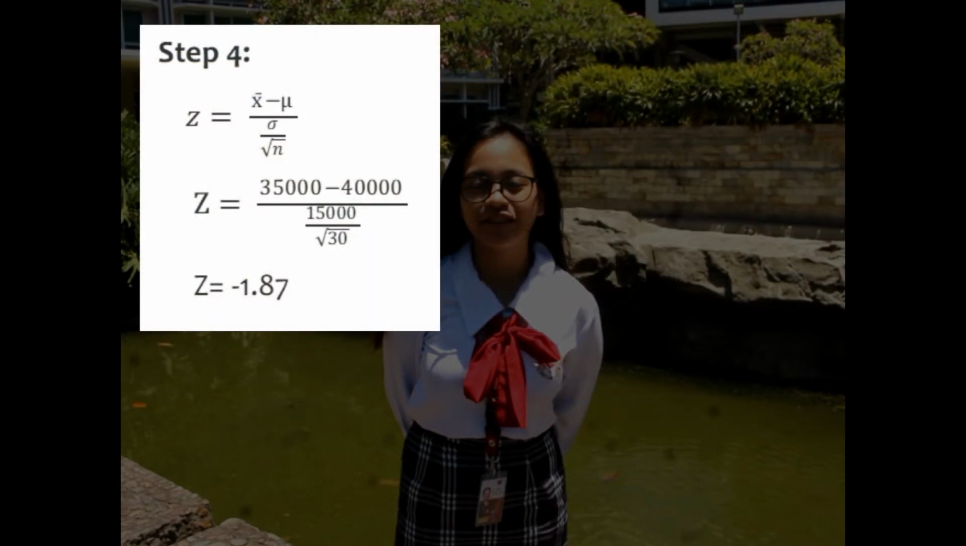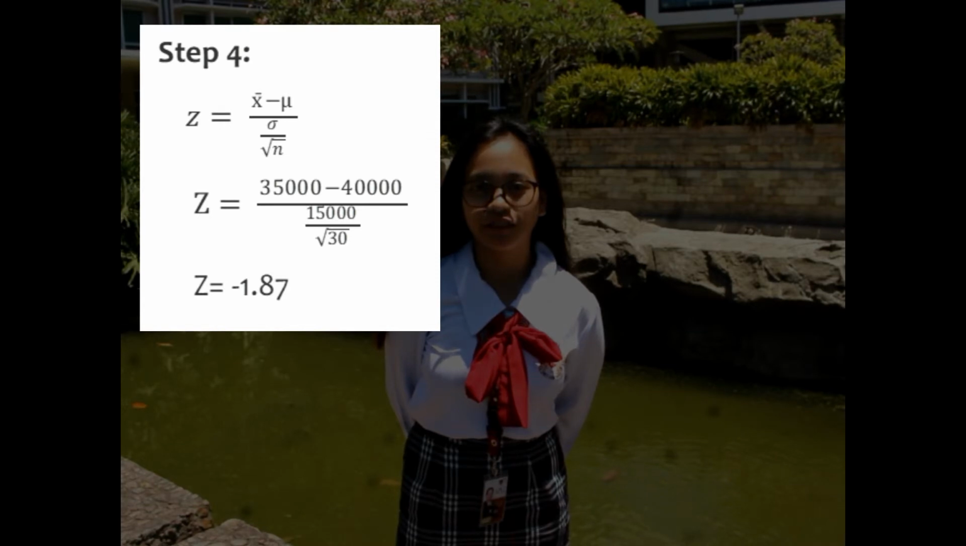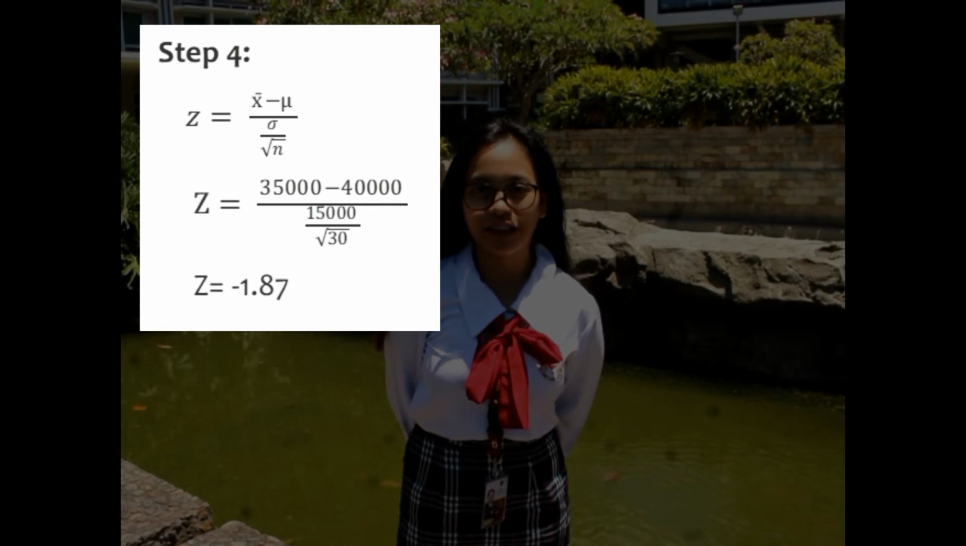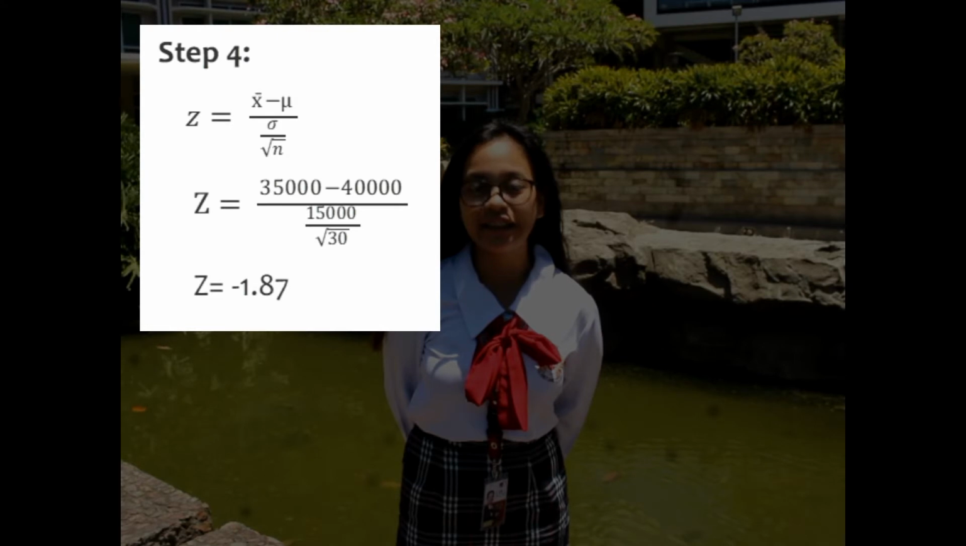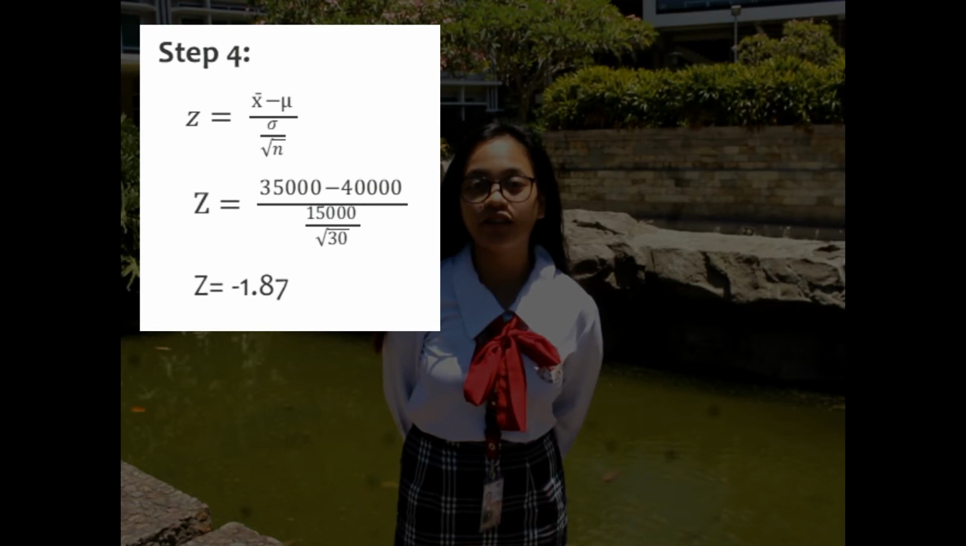Step 4. Solving for the Z value. The formula is Z is equal to X bar minus mean over standard deviation over square root of n. Substitute the values given. Z is equal to 35,000 minus 40,000 over 15,000 over square root of 30. Z is equal to negative 1.87.